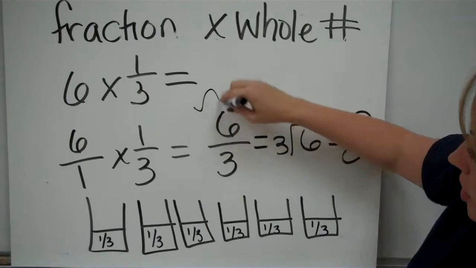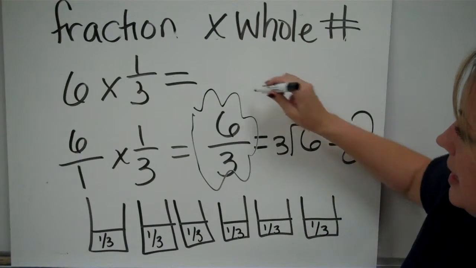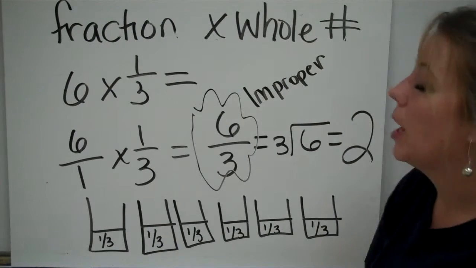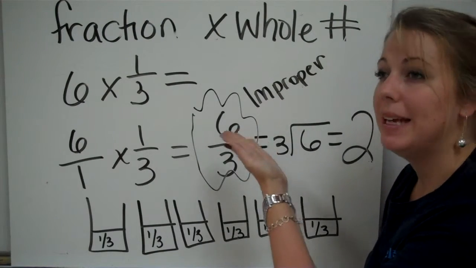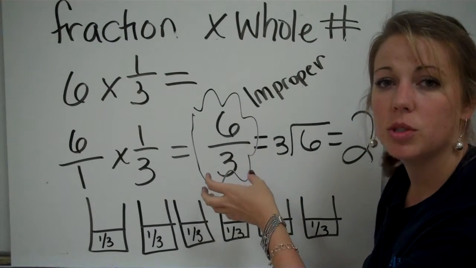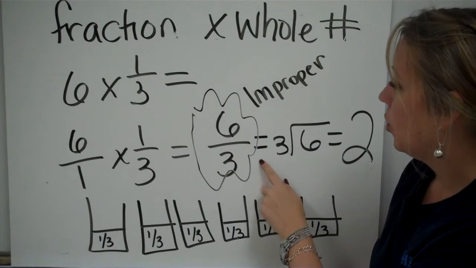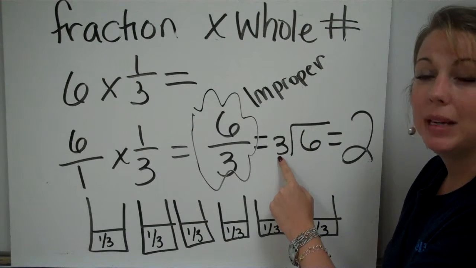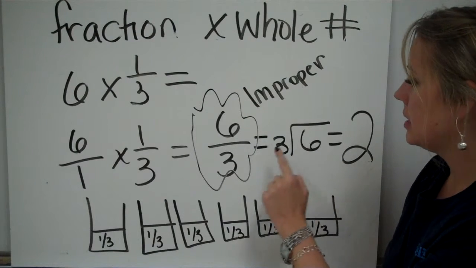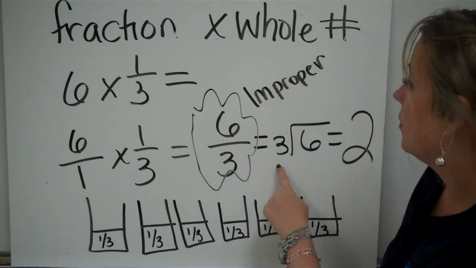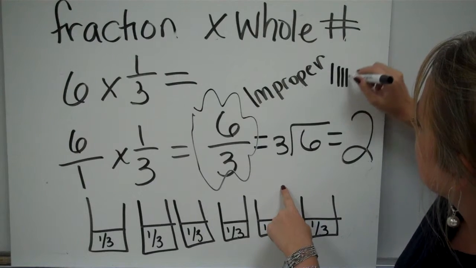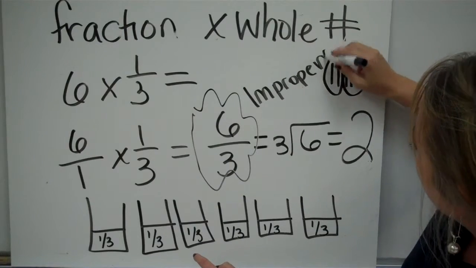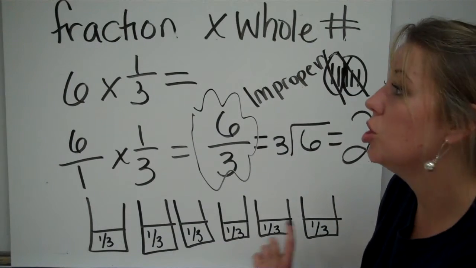Well, right here, your little headlight should be going off saying this is improper. And improper means that it's top heavy. There's more pieces than there are pieces in the whole. So we have more than one. Well, the way to solve that is to take the pieces that you have and divide by how many it takes to make a whole. You have 6 pieces, divide that by 3. So if you have 6 things and you divide it into groups of 3 in each part, how many groups do you have? 1, 2. So your answer is 2 wholes.